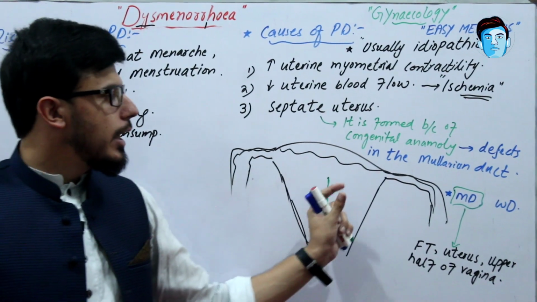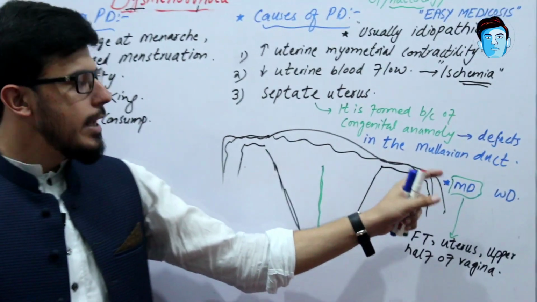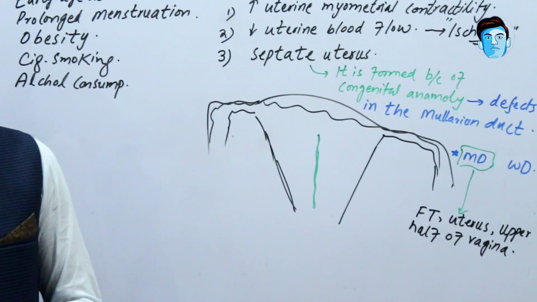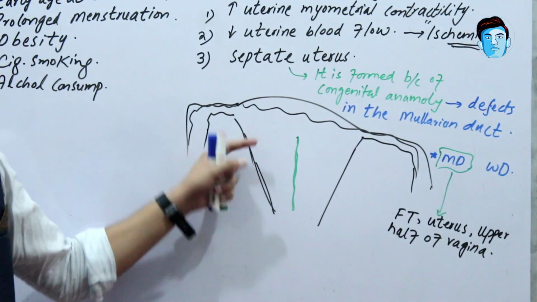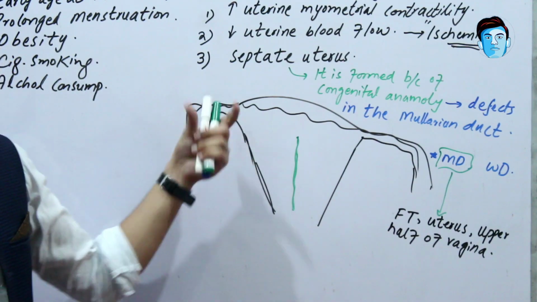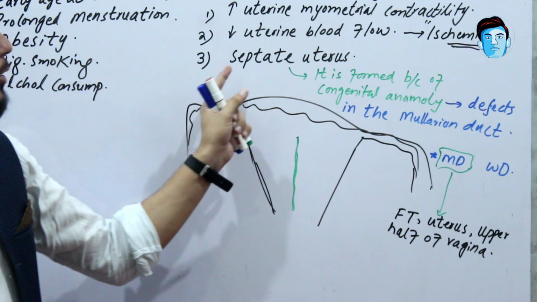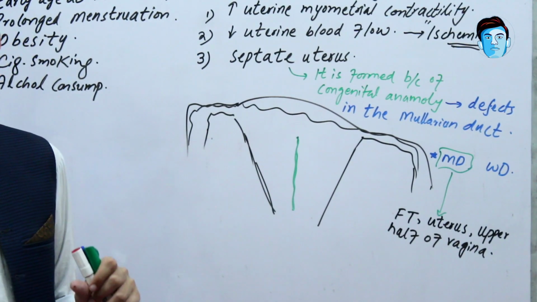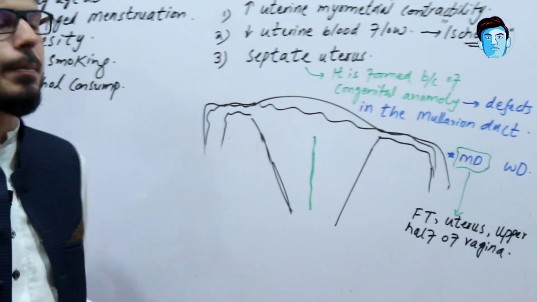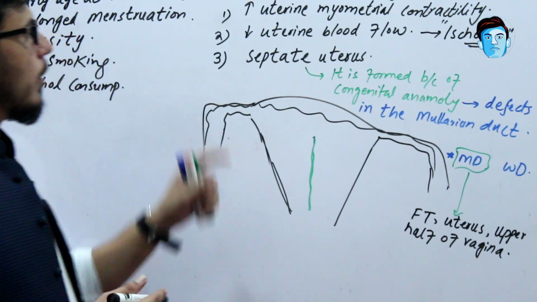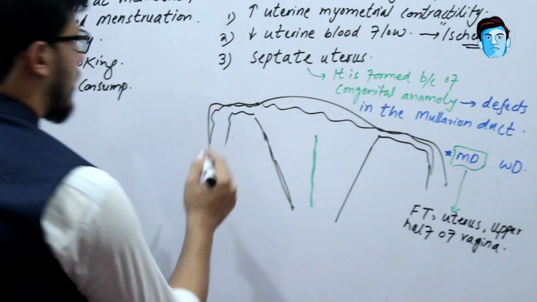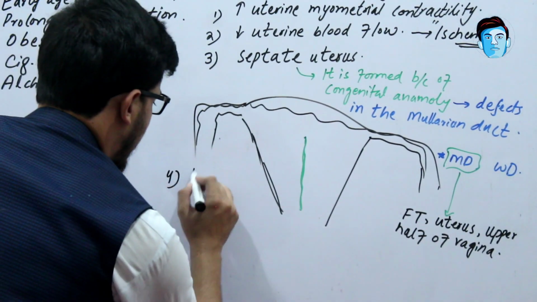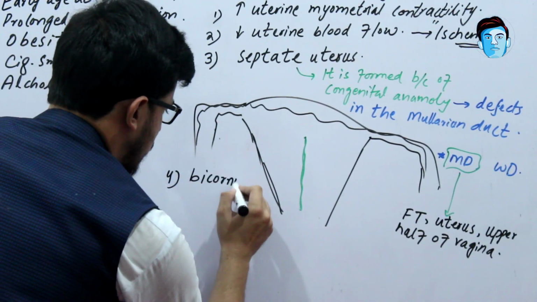So if there is a congenital anomaly in the Mullerian duct, as a result, septa formation occurs in the body of the uterus, and ultimately it divides one compartment into two compartments. So that's all about the septate uterus, and how you would treat it. You have to treat the septate uterus by a surgical approach. Now, another cause of primary dysmenorrhea is called bicornuate uterus.